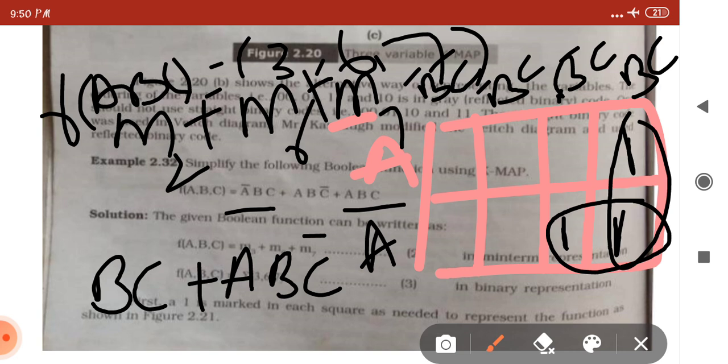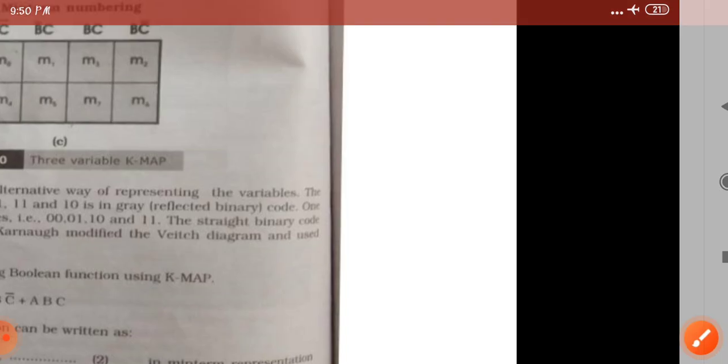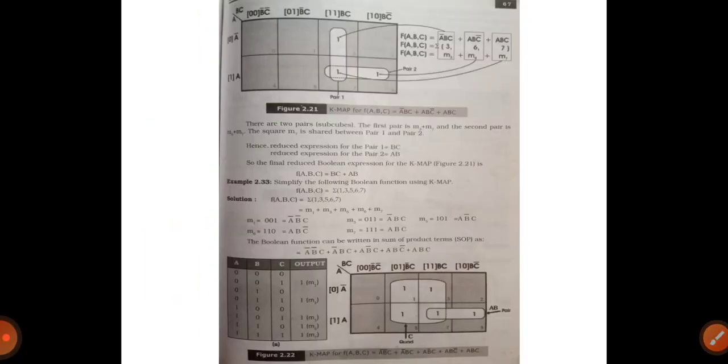Can we take it like that? Representation of the functions. This is the K-map. It is the two variables we have to do. A bar BC. Can we write it like that? Let us simplify. How to simplify this one? Let us see that one.